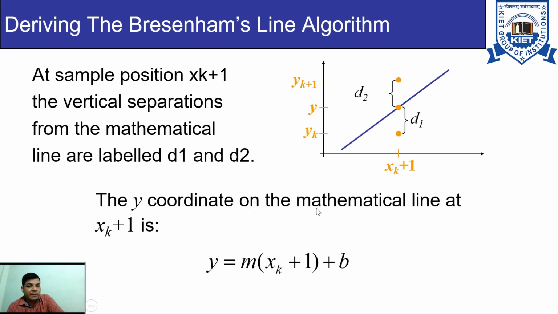The y coordinate on the mathematical line at xk plus 1 is given as y equals m times (xk plus 1) plus b. We are calculating this y value, and we know that this y value lies on the true path line, and we have to approximate at the position xk plus 1. So we are simply substituting the value of x as xk plus 1 in the equation of the line.